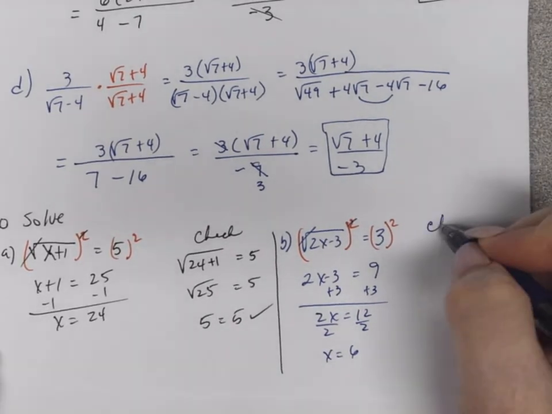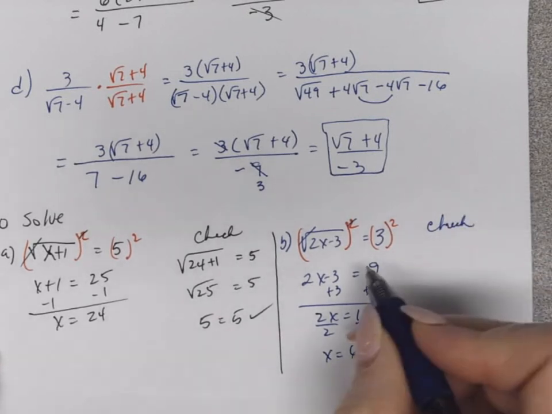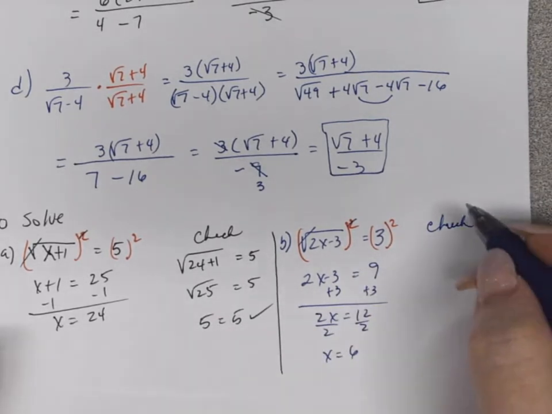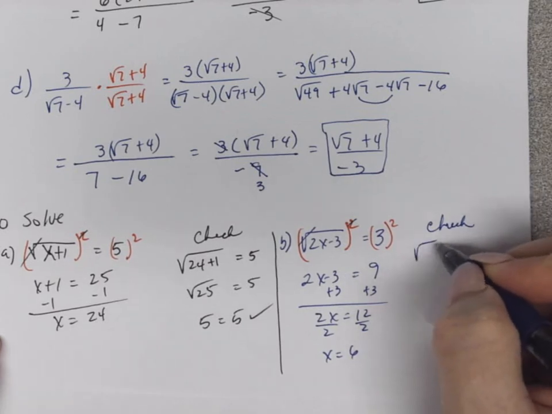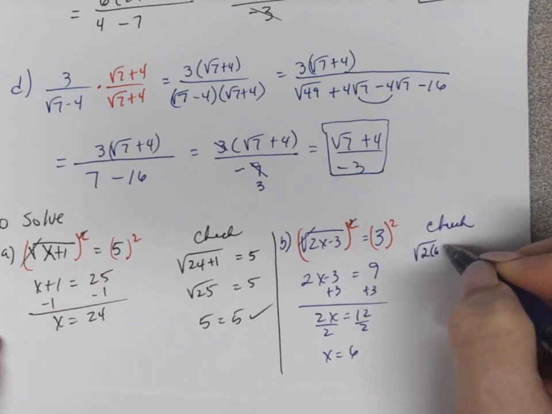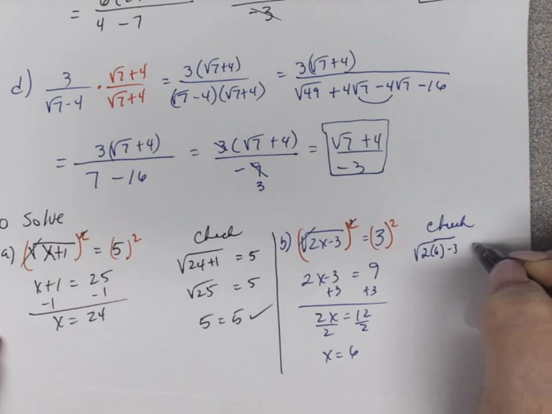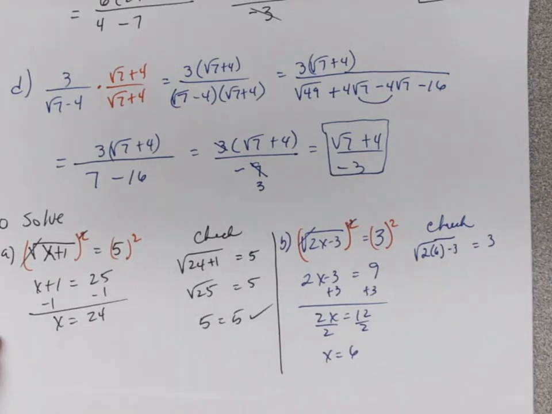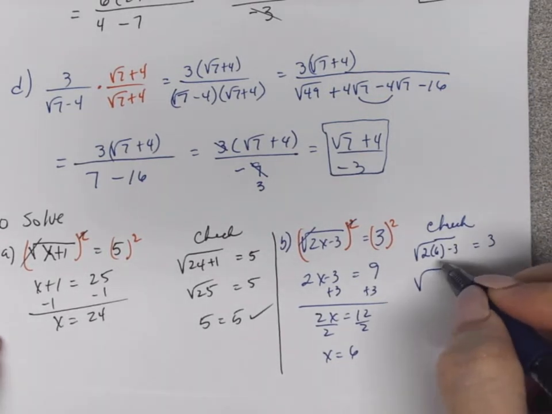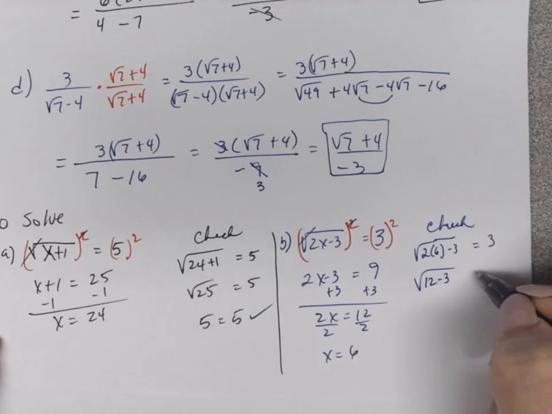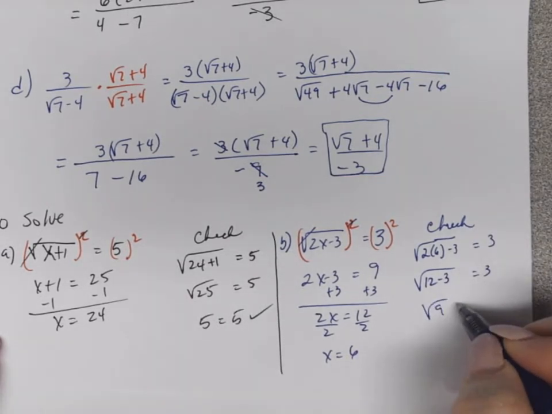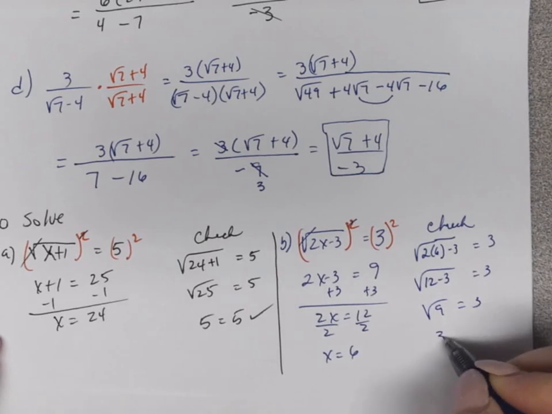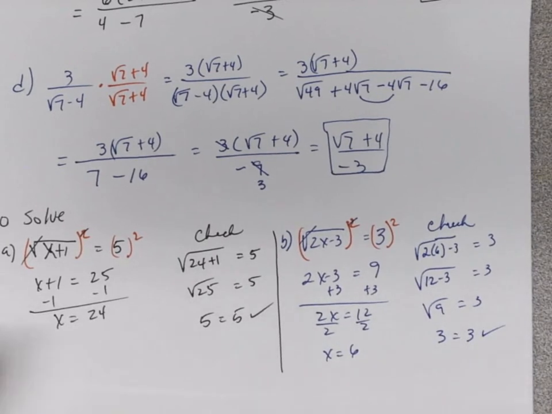And then we'll check it, because you can get erroneous solutions with these because you're squaring them. So as we check it, we get square root of 2 times 6 minus 3. We want to know if it equals 3. 2 times 6 is 12 minus 3. 12 minus 3 is 9. And the square root of 9 is 3. 3 equals 3, so it works in both cases.